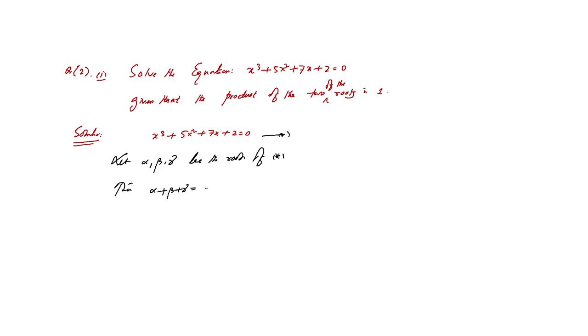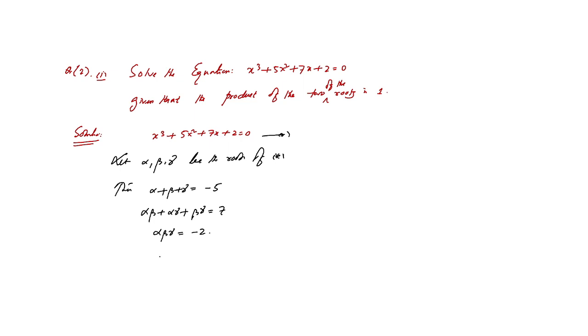Alpha plus beta plus gamma equals minus b by a, so minus 5 by 1. And alpha beta plus alpha gamma plus beta gamma will be c by a, so 7. And alpha beta gamma is minus d by a, so that will be minus 2.